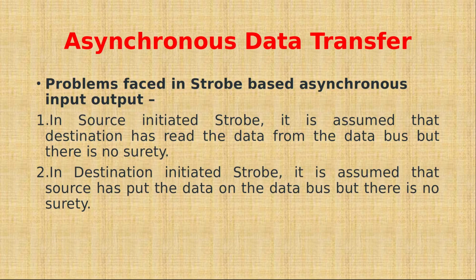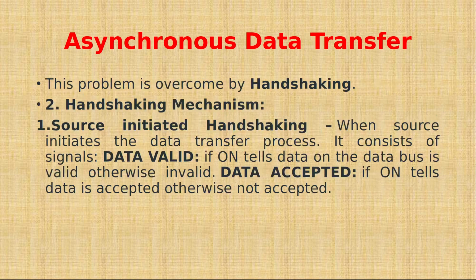But what is the disadvantage? Here there is no surety. That means we don't know whether the data is reaching the destination or not. That is the biggest problem for asynchronous data transfer using the strobe signal. That is why we move to the second mechanism, the handshaking mechanism. In this mechanism, the source and destination communicate with each other like a handshake.